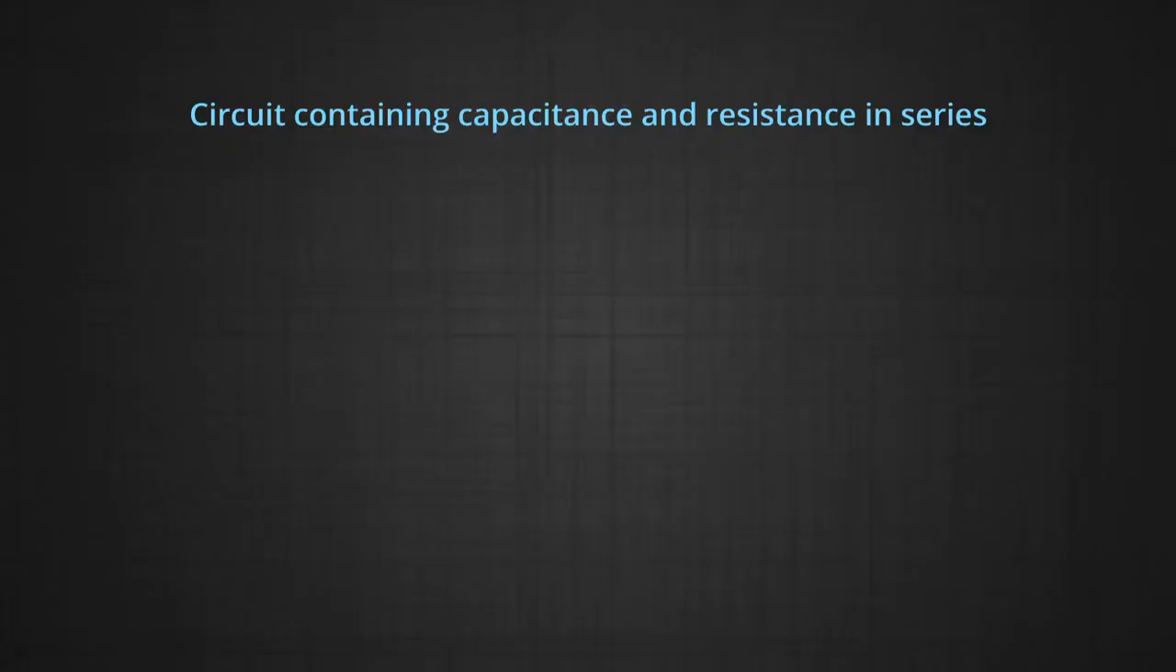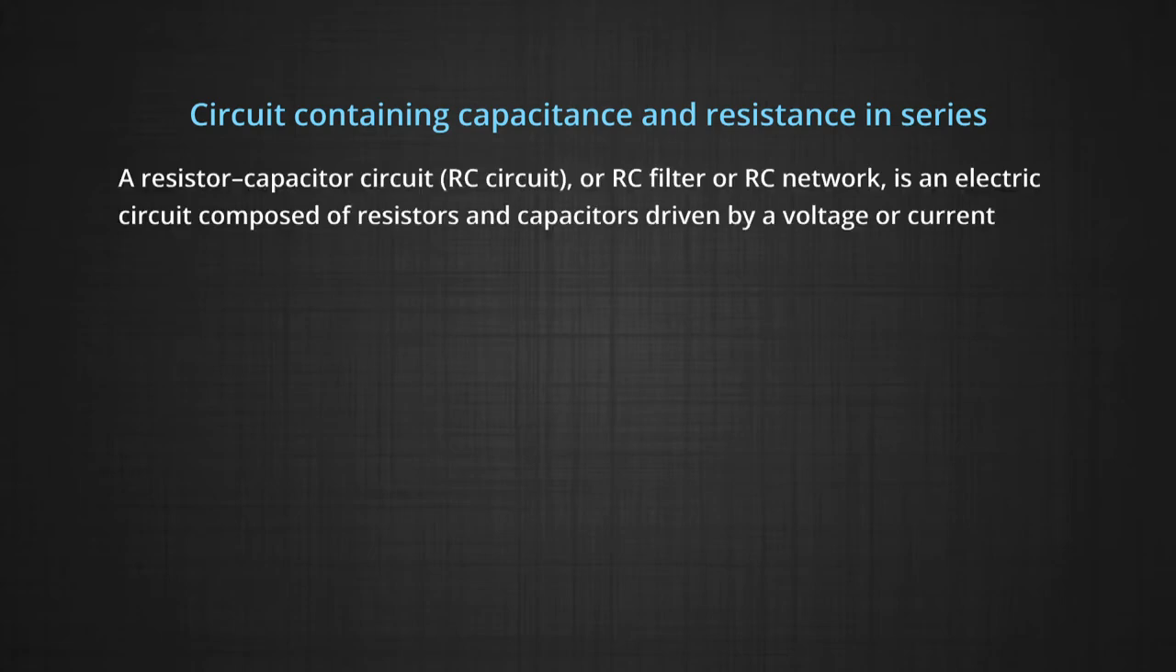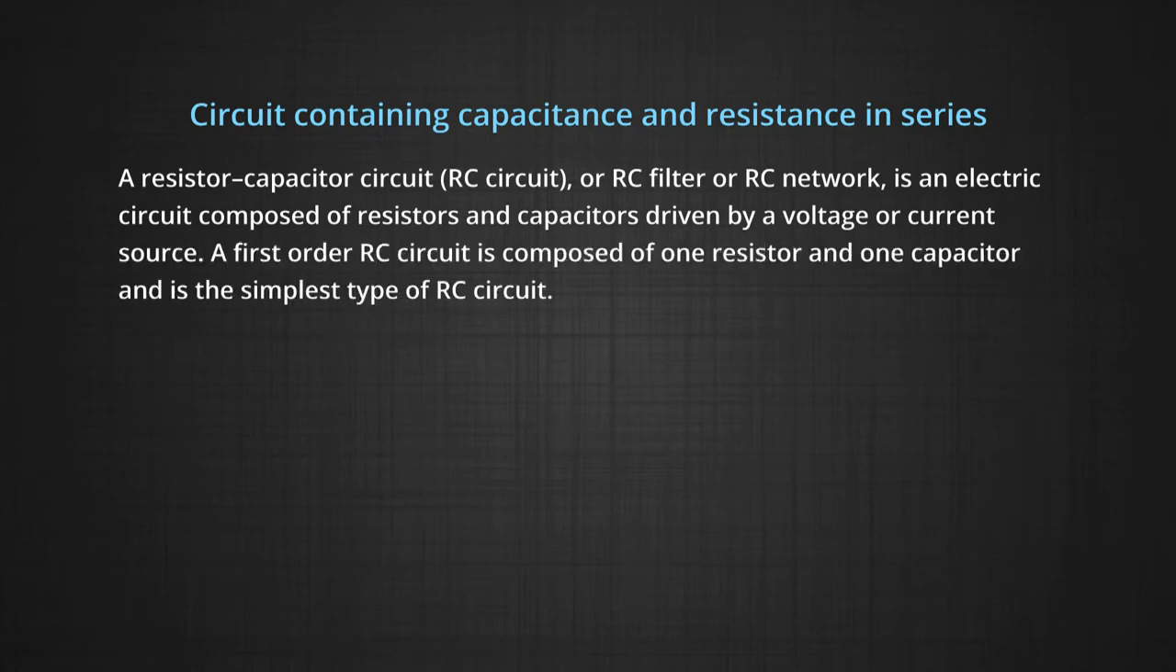So, from the above animation, we have seen how current and voltage show the phase difference. Now, here we will discuss a circuit containing capacitance and resistance in series. A resistor-capacitor circuit, RC circuit, or RC filter circuit or RC network is an electric circuit composed of resistors and capacitor driven by a voltage or current source.